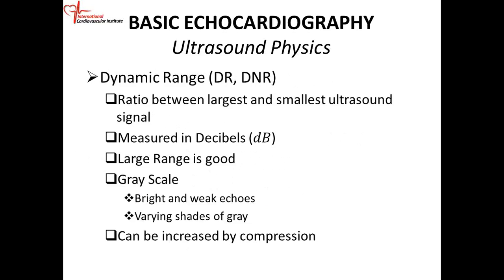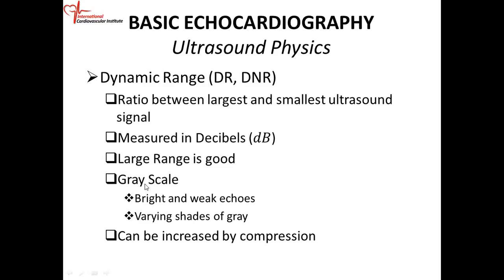Okay. All right. Now we're going to move on to what we call dynamic range. So when you look on your screen, your ultrasound monitor, you're going to see something say DR, or it may say DNR, which is just dynamic range. And that is the ratio between the largest and the smallest ultrasound signal, and it is usually measured in decibels. So when you see your dynamic range, it's going to be measured in decibels. A large dynamic range is good, small is bad.